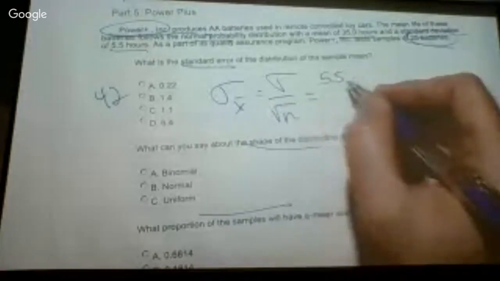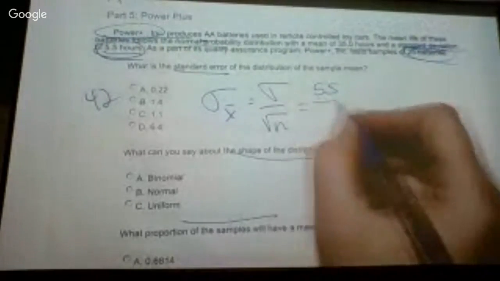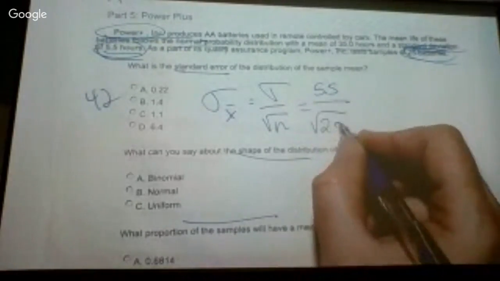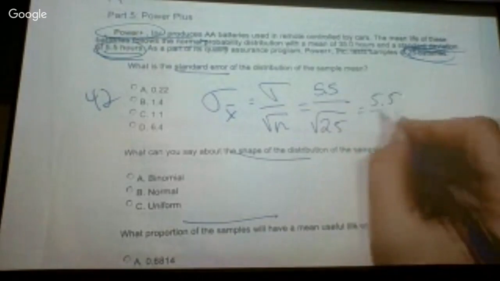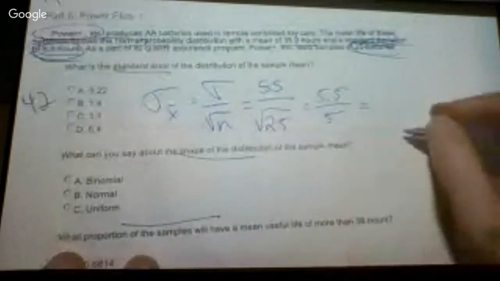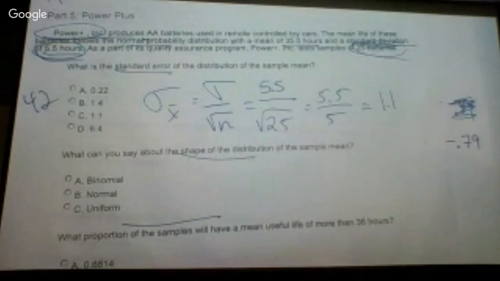Standard error. Gerard, standard error. Sigma over square root n. Thank you. I'm sorry, man. No apologies, you got it. Told you we're gonna leave you knowing that. 5.5, by the way, is the standard deviation. 5.5 over the square root of 25. Well, that's good because that's 5.5 over 5, which I believe is 1.1.